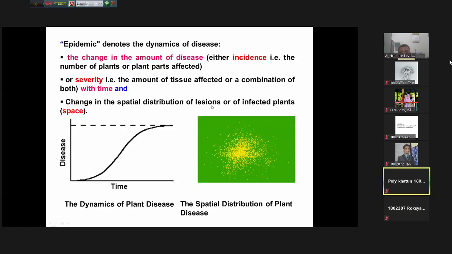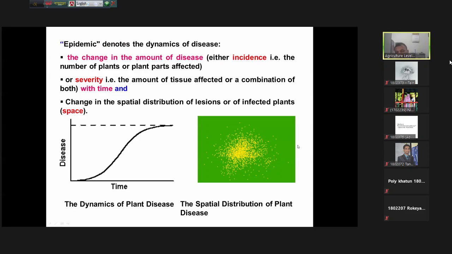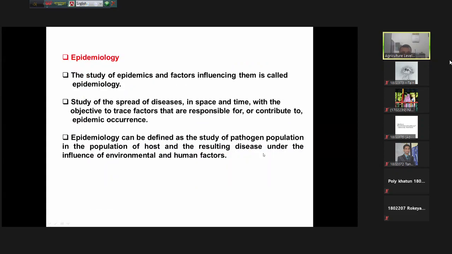যদি এপিডেমিওলজি বা এপিডেমিকের ডেফিনেশন দিতে বলে তোমাদেরকে এভাবে এক্সপ্লেইন করতে হবে, explain the term epidemic. So you have to write a definition and then explain with this diagram. এটা বুঝছো তো, ওভার টাইম কিভাবে ইনসিডেন্সি বেড়ে যাচ্ছে, আর এটা হচ্ছে কিভাবে এরিয়া কভার করতেছে, স্পেস কভার করতেছে। So that's why I say denotes the dynamic of change in amount of disease. It combines both incidence and severity. And you see the covering the large area.